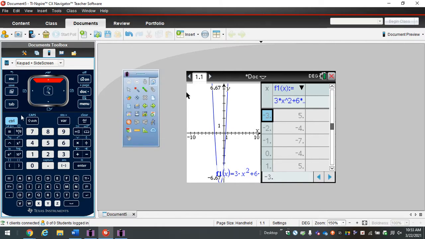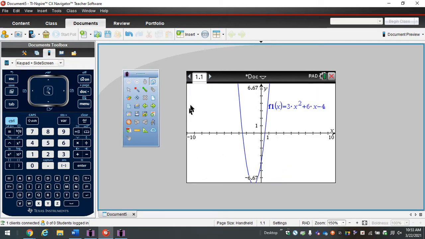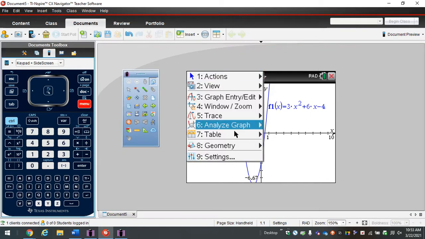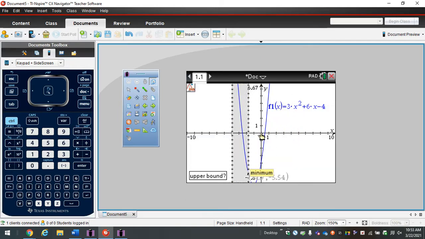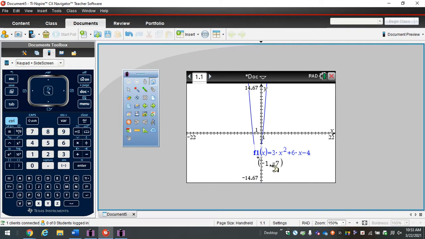Okay. I don't like that. In my head, I'm like, that's too much stuff. I'm going to show you some other cool tricks. They want us to find the domain and range. So I'm going to find the lowest point of the graph. Knowing that this thing opens up, I'm going to find my minimum. I'm going to go control, analyze graph. I'm going to find my minimum. I'm going to go here to here. And there's my minimum. That point right there is my minimum for that graph.